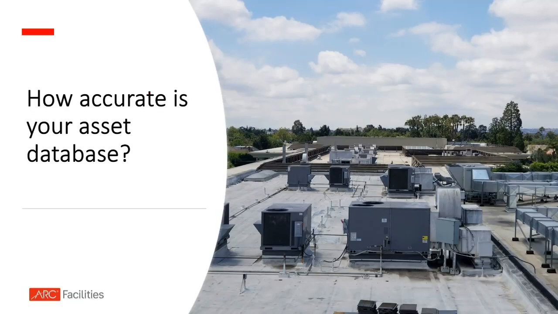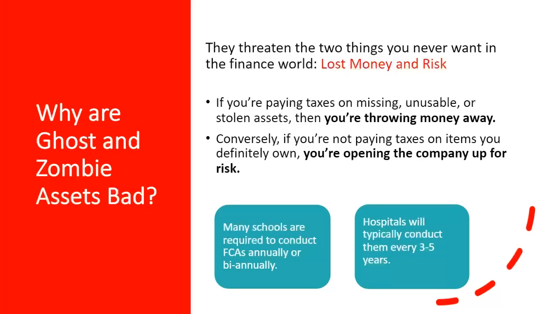But how accurate is your database today? So I'm going to start an FCA, and I want to start today. And I remember what the guy said to me the other day, and I mentioned this, crap in, crap out. How accurate is your database? And what that traditionally looks like is a lot of this information is these ghost and zombie assets. So why is that a big deal? Well, it threatens a big portion of your finances. It's lost money and also risk, okay?